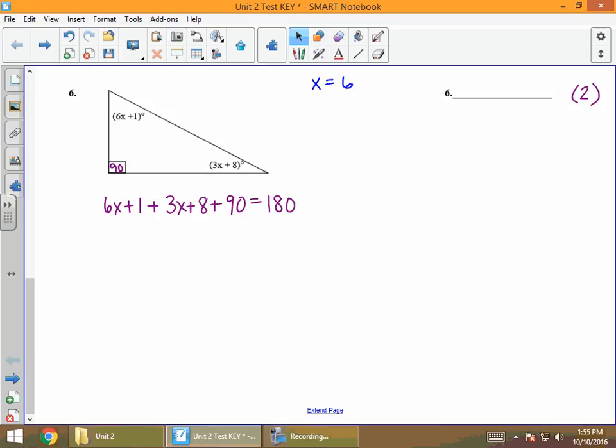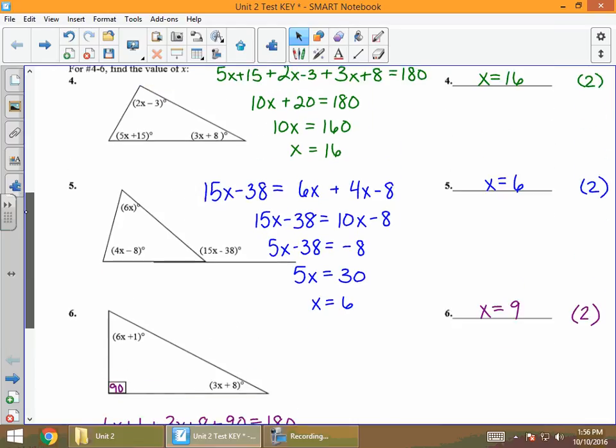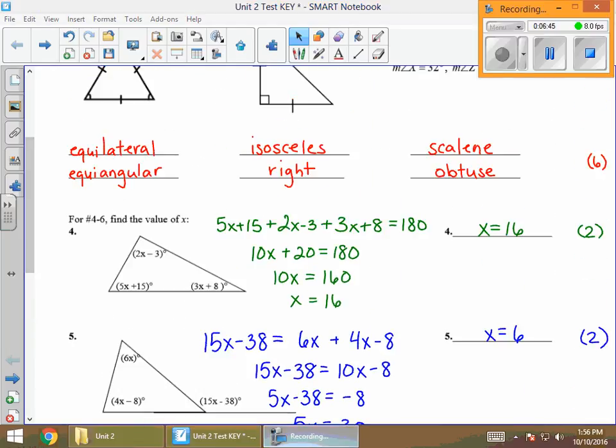Now let's combine like terms. 6x and 3x is 9x. 90 plus 8 plus 1 is 99. Equals 180. Subtract 99. So 9x is 81. So x is equal to 9. Again, that is worth 2 points. So questions 1, 2, and 3 were a total of 6 points. Questions 4, 5, and 6 were 2 apiece, which makes page 1 out of 12 total points. In the next video, I'll be breaking down page 2.